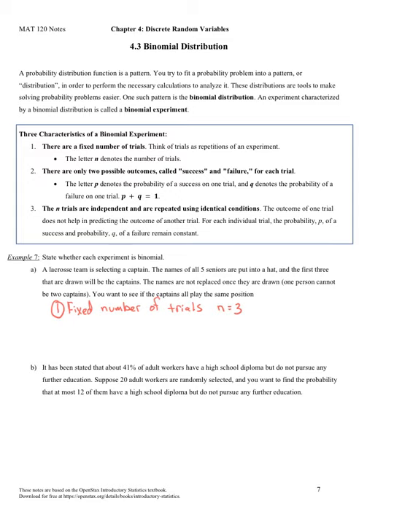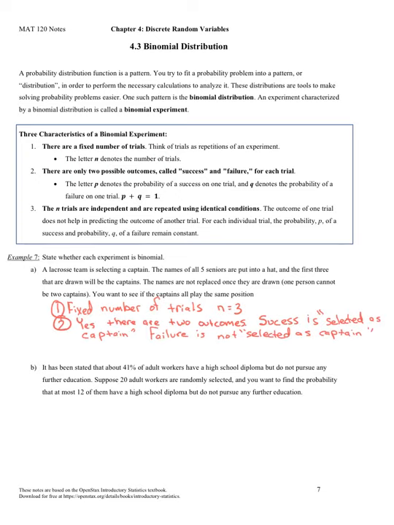Next, we have to ask ourselves, are there only two possible outcomes for each trial? And yes, there are only two outcomes. A success would mean the person being selected as captain. A failure is not being selected. But remember, in order to be a binomial experiment, all three of these conditions must be true.